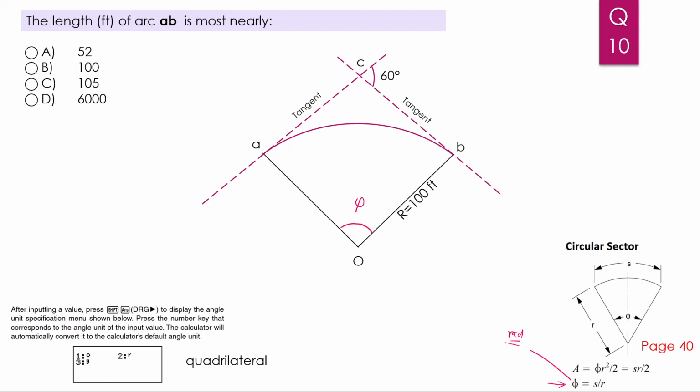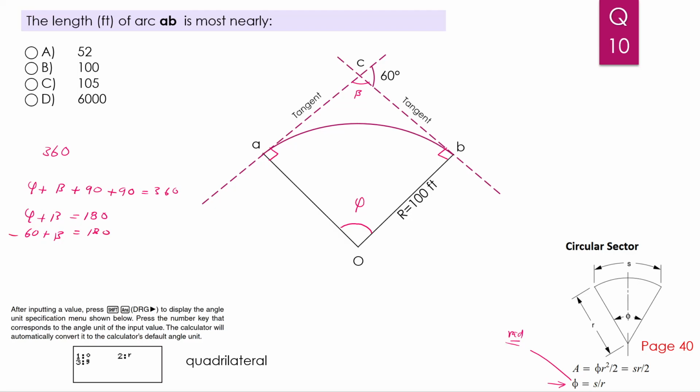Now you know for a quadrilateral that the summation of the internal angles is 360. We have a tangent here and a tangent here, which means these angles are 90. Let's name this angle beta, so phi plus beta plus 90 plus 90 equal 360. That means phi plus beta equals 180. And because this is a straight line, beta and this angle, which is 60 degrees, equal 180. That means 60 plus beta equals 180.